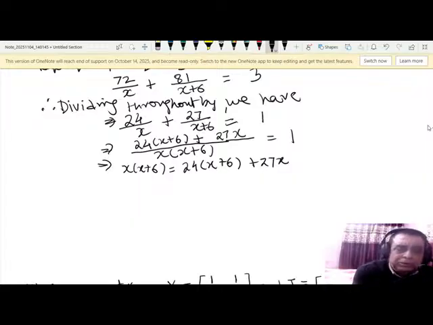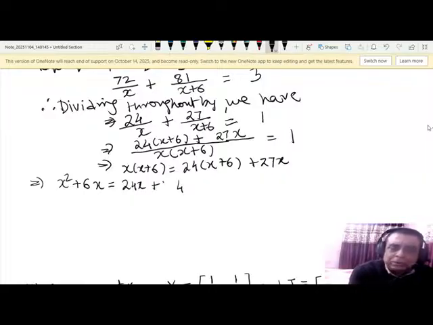Now you simplify this. x times x is x squared, plus x times 6 is 6x. It is equal to 24 times x is 24x, plus 24 times 6 is, 6 times 4 is 24, carry 2, 2 times 6 is 12 plus 2 is 14, so 144, plus 27x.